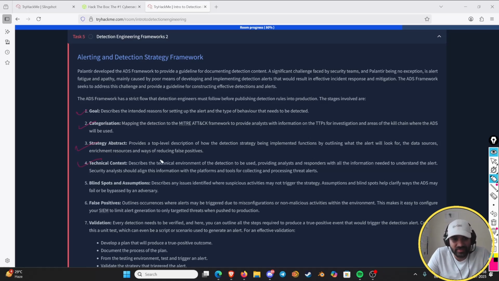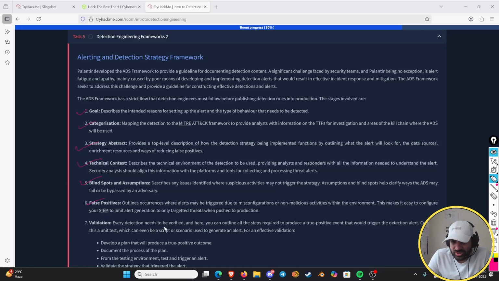Technical context, describing the technical environment of the detection to be used, providing analysts and responders with all the information needed to understand the alert. Security analysts should align this information with the platform and tools for collecting and processing threat alerts. Blind spots and assumptions, describe any issue identified where suspicious activities may not trigger the strategy. Assumptions and blind spots help clarify ways the ADS may fail or be bypassed by an adversary. False positives, outline occurrences where the alert may be triggered due to misconfiguration or non-malicious activity within the environment. This makes it easy to configure your SIEM to limit alert generation to only targeted threats when pushed to production.